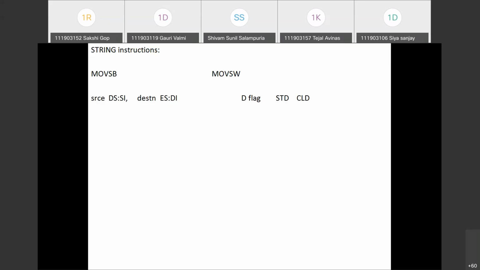If repeat is used as a prefix to move string byte, it will move a number of bytes from source to destination. How many bytes depends on CX. So initially CX is to be initialized, then repeat, move string byte. At the most CX can be loaded with FFFF, so 64 kilobytes may get copied from source to destination.